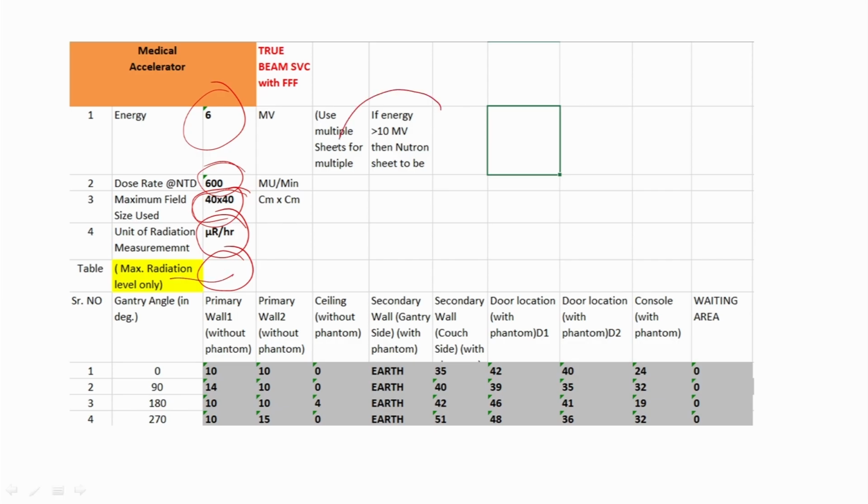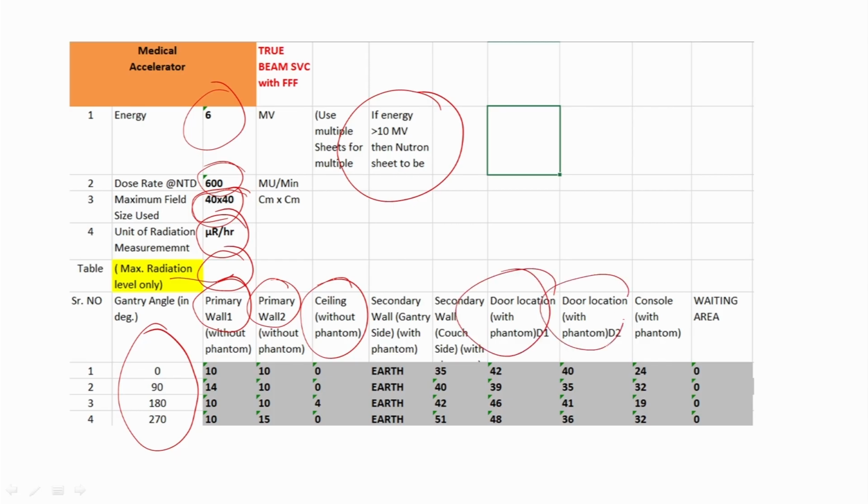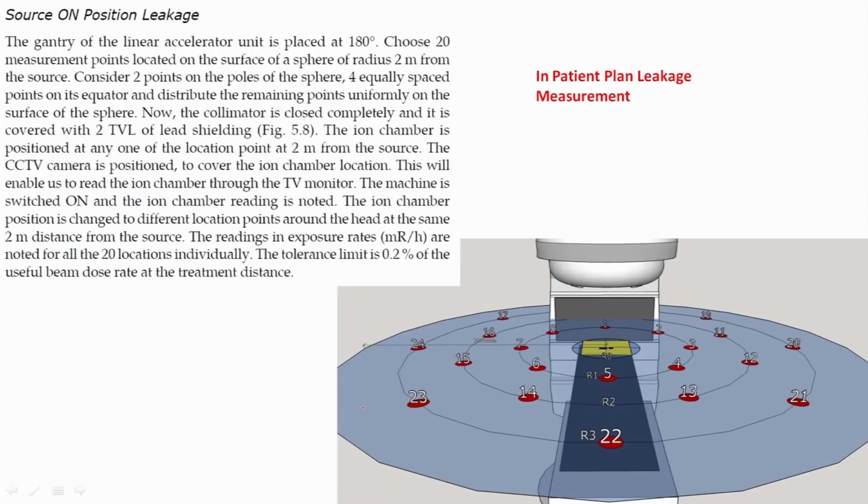energy. If the energy is greater than 10 MV, as I said, for the neutrons the same table has been created. In this case also the same procedure at 4 different gantry angles: primary wall without phantom, with phantom, ceiling without phantom, door location with phantom, console, and in this waiting area. In this way you need to report your radiation survey readings and submit them to the regulatory body.